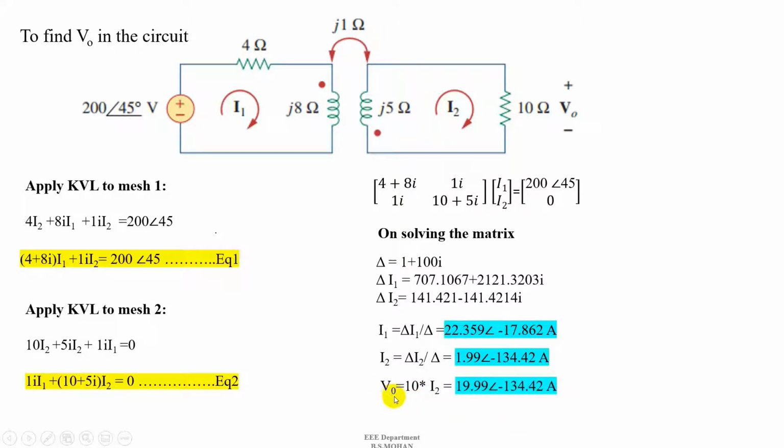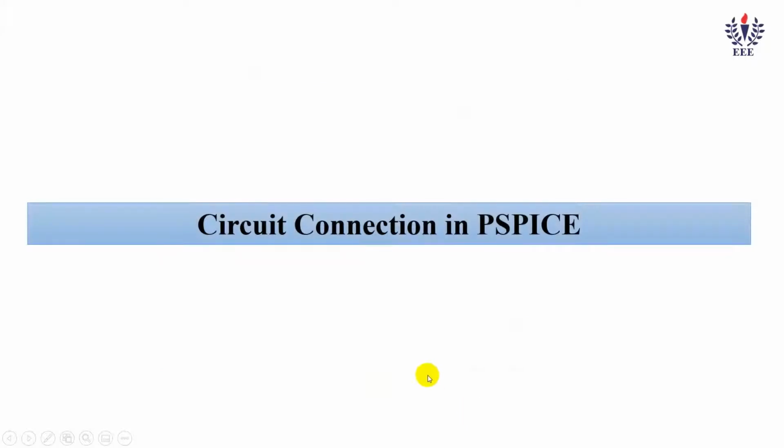And finally, V0, we know the formula as R into I. On substituting R and I, we get the value as 19.99 at an angle minus 134.42. Now let us see the connection in PSpice.